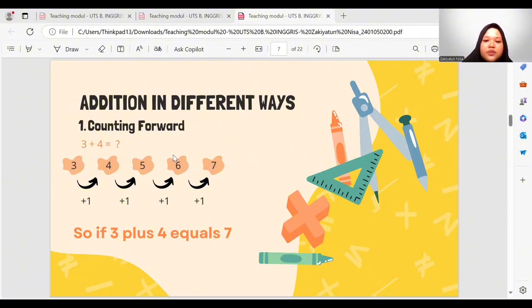Under the arrow, we will put a plus sign and the number +1 until it meets the number you want to add. For example, if the second number is 4, then we will make 4 arrows of +1 between one box and the box in front of it. After we calculate this, 3 plus 4 equals 7.